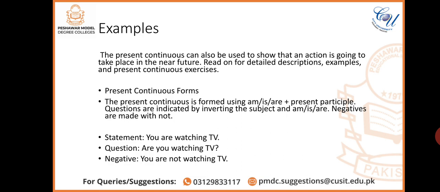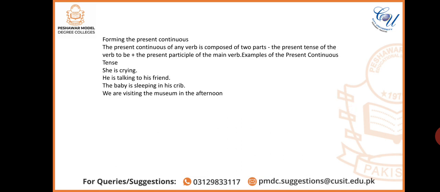Examples are statement, you are watching TV. Question, are you watching TV? Negative is, you are not watching TV. Forming the present continuous. The present continuous of any verb is composed of two parts. The present tense of the verb to be, and the present participle of the main verb. Examples of the present continuous tense.